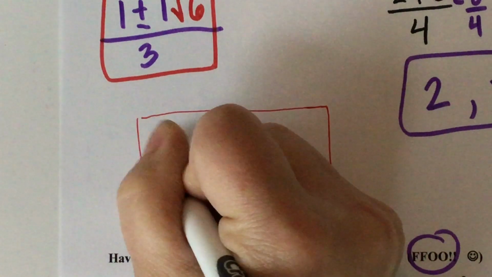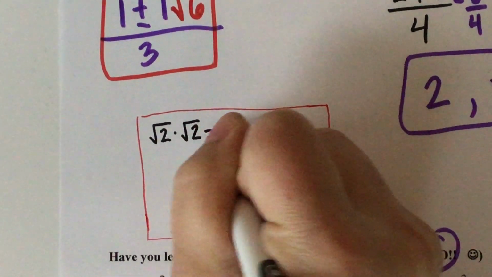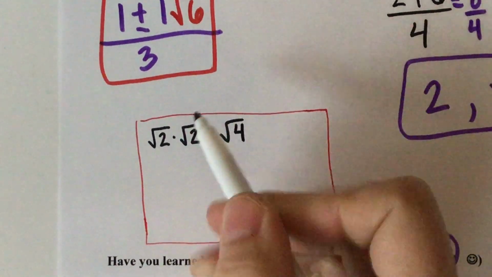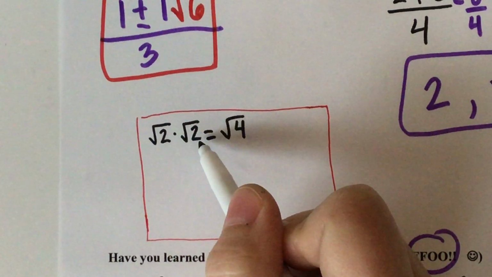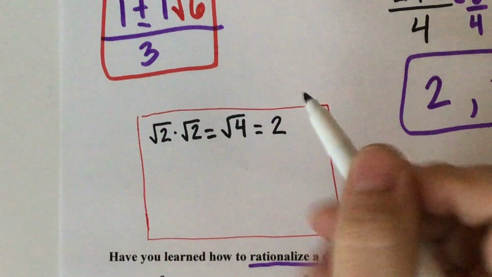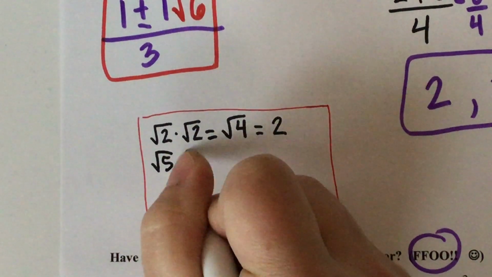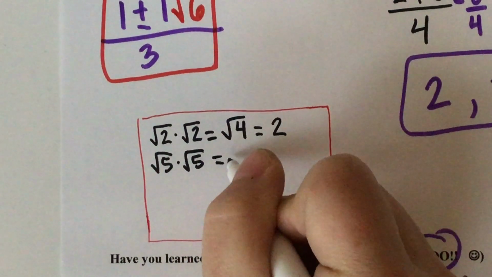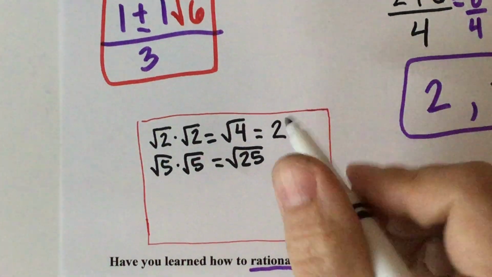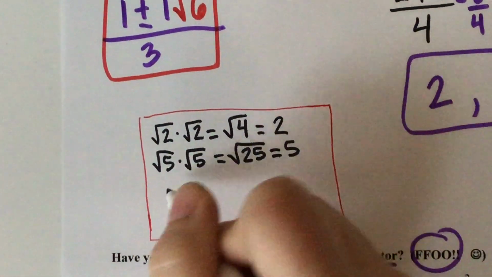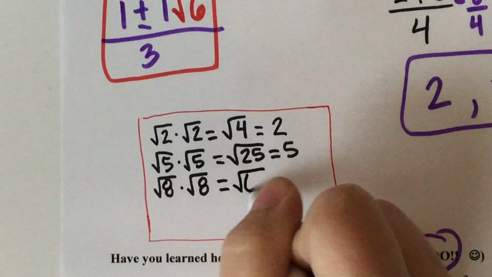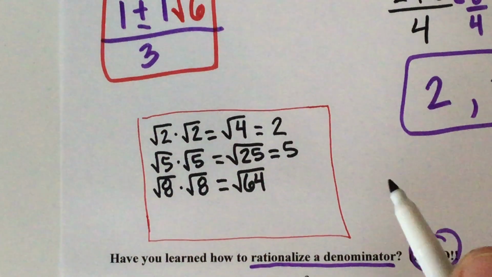All right, the square root of 2 times the square root of 2. Now, you may not realize this, but the square root of 2 times the square root of 2 is the square root of 4. Since they're both under the radical, I can actually multiply them together. But then, what's the square root of 4? Just a 2. Okay, let's try square root of 5 times square root of 5. Well, since they're both under a radical, I can multiply them and get square root of 25. But what's the square root of 25? Just a 5. Okay, let's try square root of 8 times square root of 8. Well, that makes square root of 64. But what's the square root of 64?